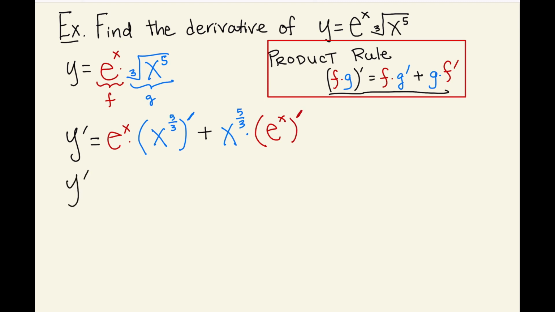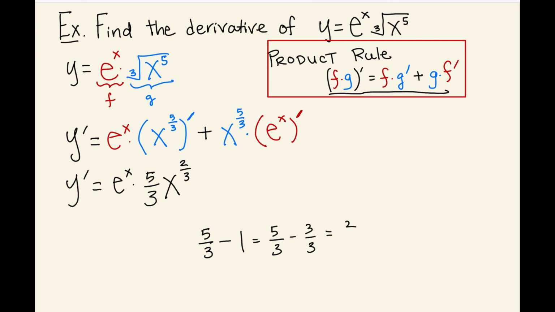So let's go in and make the actual calculations of the derivative. So I have e to the x times 5/3 x to the 2/3. And remember, that's just the power rule. And remember that the 2/3 that I got came from the fact that 5/3 minus 1 is equal to 5/3 minus 3/3, which is just 2/3. Okay, and that's where this guy came from. Plus x to the 5/3.